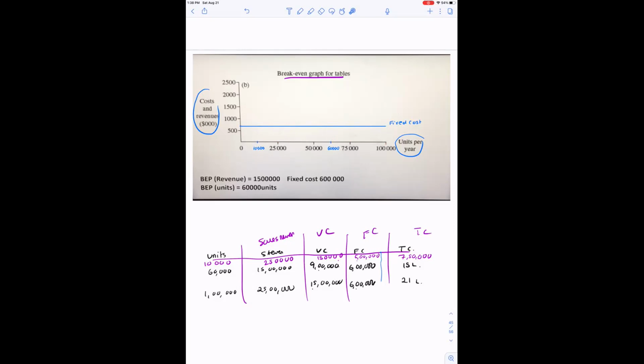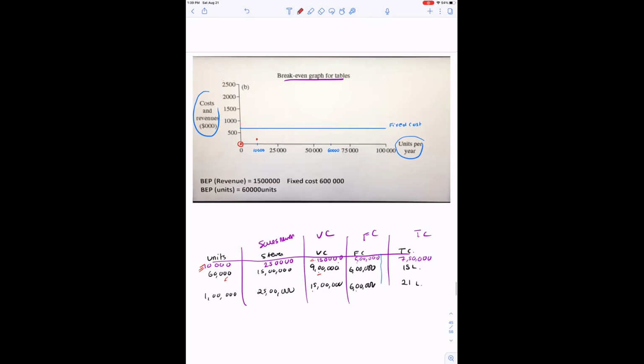How about variable cost? Variable cost will increase. If I'm producing 0 units, my variable cost will be 0. If I'm producing 10,000 units, my variable cost will be 1,50,000, which would be somewhere over here. If I'm producing 60,000 units, my variable cost is 9 lakh. So somewhere below 10 lakh would be my variable cost at 60,000 units.